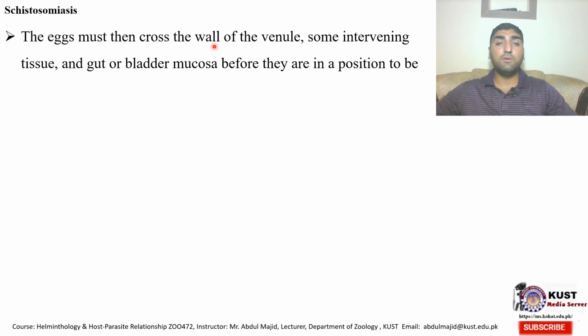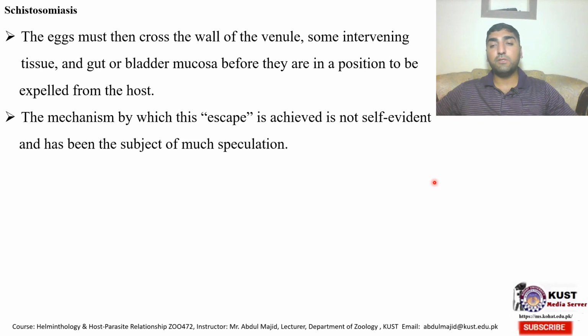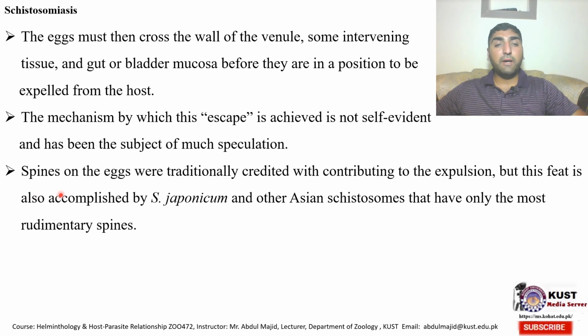The eggs must then cross the wall of the venule, some intervening tissue, and the gut or bladder mucosa before they are in a position to be expelled from the host. The mechanism by which this escape is achieved is not self-evident and has been the subject of much speculation. Spines on the eggs were traditionally credited with contributing to the expulsion, but this feat is also accomplished by S. japonicum and other Asian schistosomes that have only the most rudimentary spines.